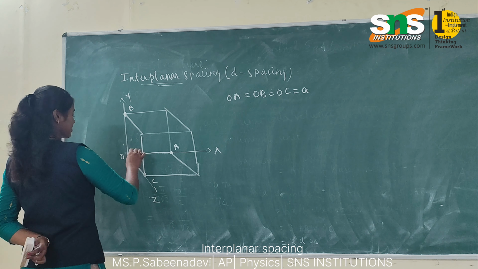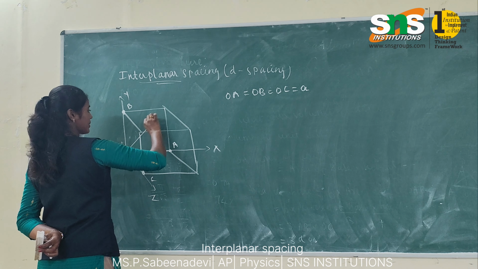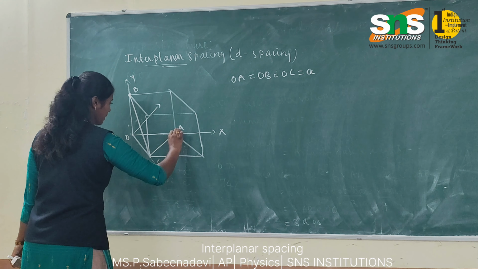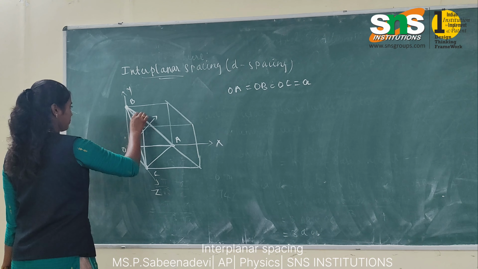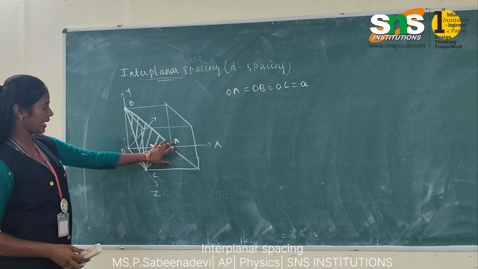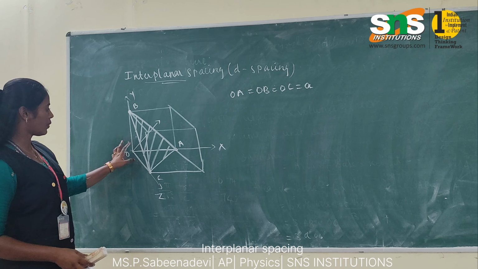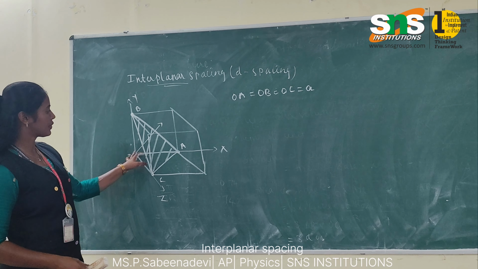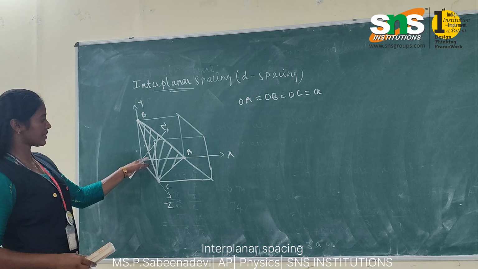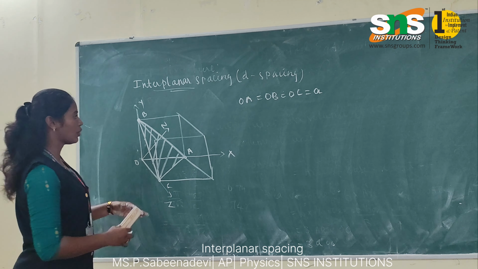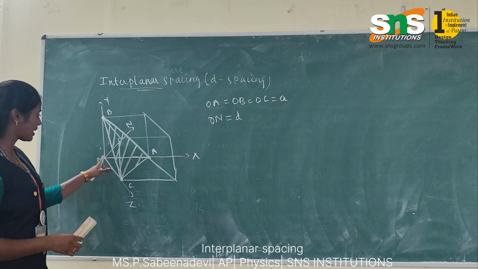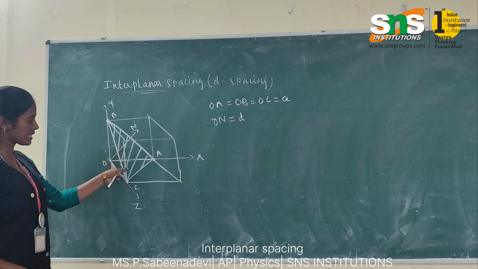Now let us draw a normal line to this triangle. Let us consider the plane ABC inside the cube. Now let us draw a normal line from the origin to this plane ABC. This is ON. The distance from the origin to the plane, ON, is equal to d. So d is nothing but the d spacing, the distance between the origin and the plane.